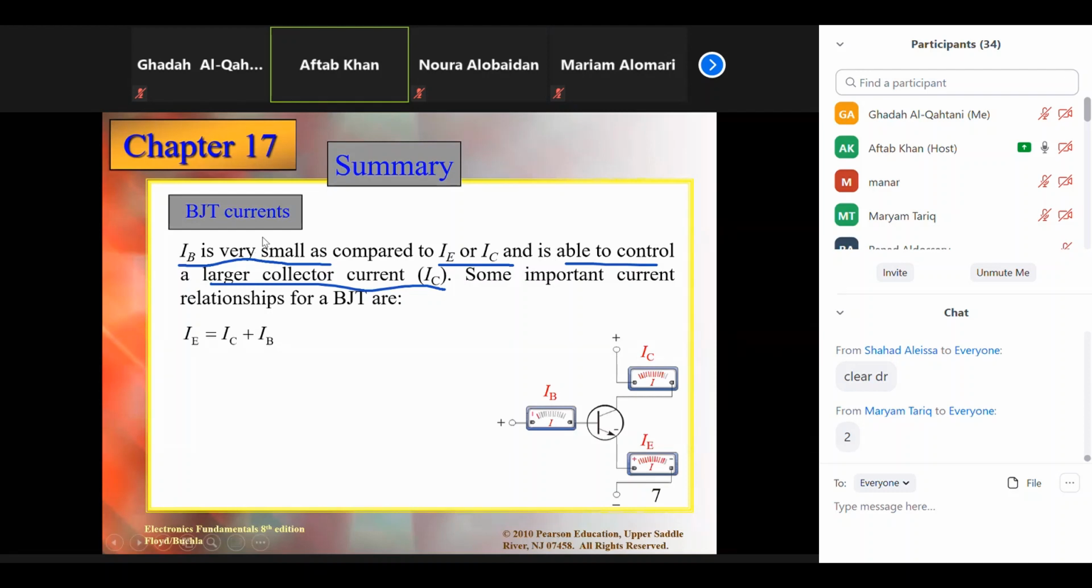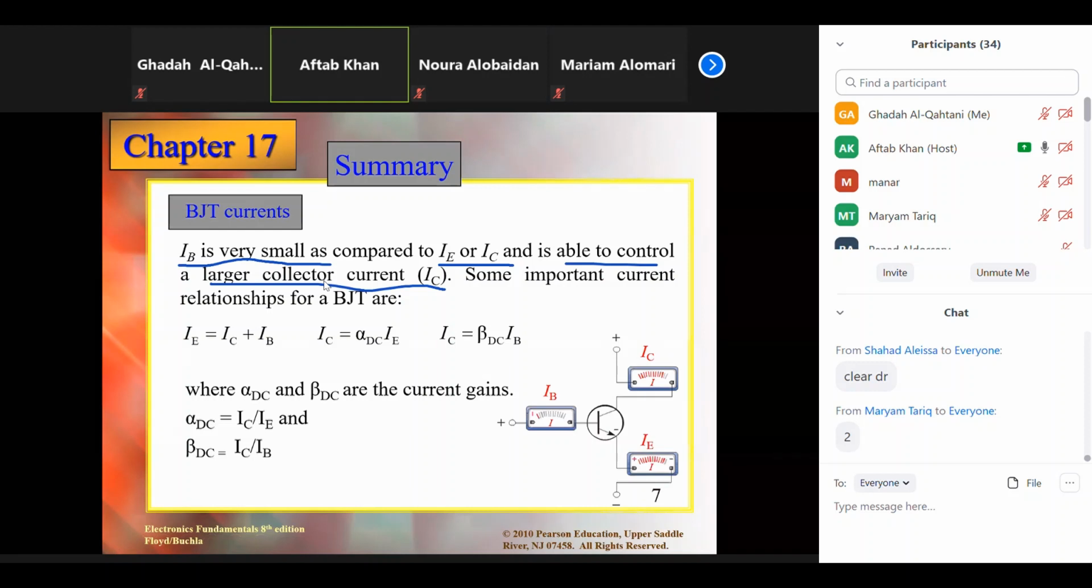Also, two more things which I told you earlier: the current gains, alpha DC and beta DC. Rather than writing them separately, it is better to look at them together. Both are current gains. And what is alpha DC? Alpha DC is the gain you have seen in op amps.